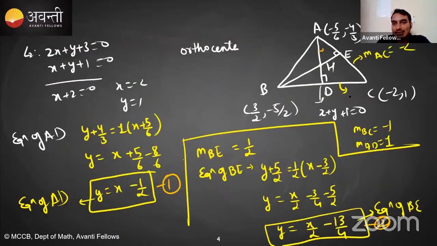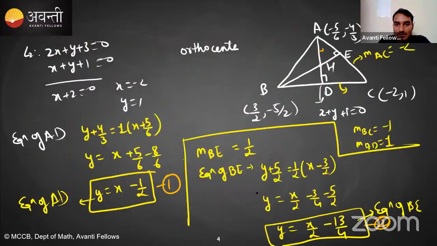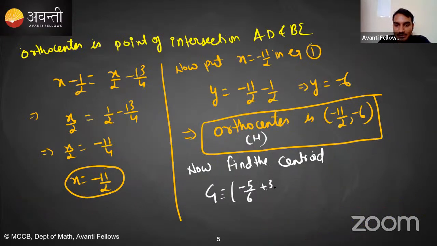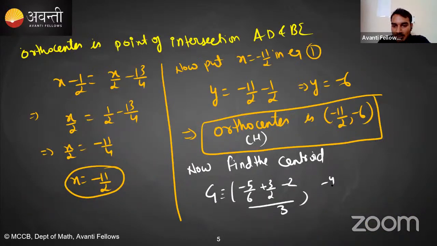(x1 + x2 + x3)/3. So -5/6 + 3/2 - 2/3, comma, (y1 + y2 + y3)/3. So -4/3 - 5/2 - 4/3 - 5/2 + 1/3. So this is your orthocenter.